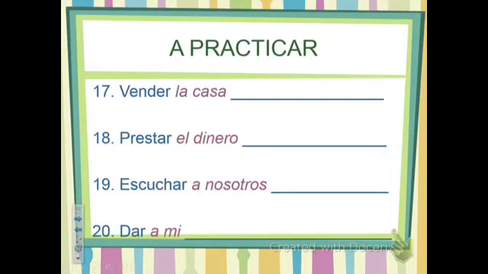Vender la casa. Véndela. Okay, vender is the command, vende. La casa, the pronoun is la. Uno, dos, tres, bam, véndela. Prestar el dinero. Préstalo. El dinero, the pronoun is lo. Prestar, the command is presta. Uno, dos, tres, bam, préstalo.